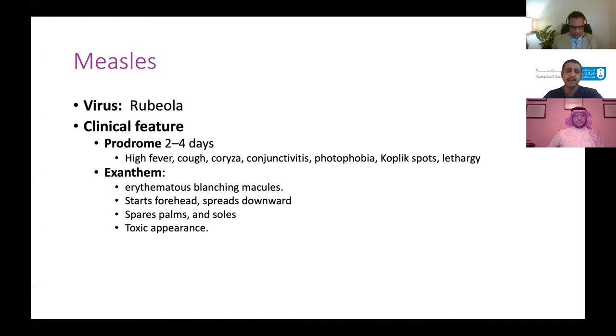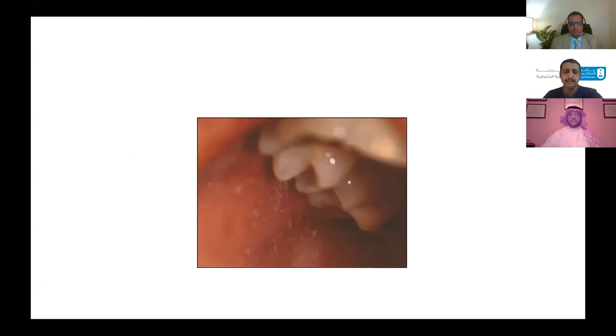The characteristic of the exanthem of measles is its descending pattern. So it usually starts in the forehead and retroauricular area and starts to descend downward. So we say it's a descending pattern of the rash. Plus they are usually toxic looking. We are not seeing it that much nowadays because of the vaccine.